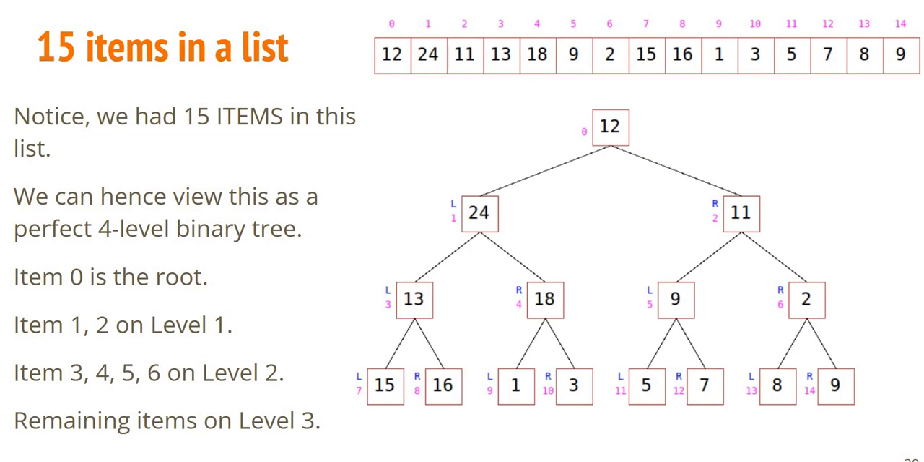Now we already saw an example of 15 values, but let's look at it again. So 12, 24, 11, 13, 18, 9, 2. Make a correspondence here. Just look at it. Every value is following this rule. Now we have 15, 16, 1, 3, 5, 7, 8, 9. Exactly what we are seeing here, right? So basically, I'm just proposing a rule here. Let's accept that rule and fill up the tree with the values in the list.